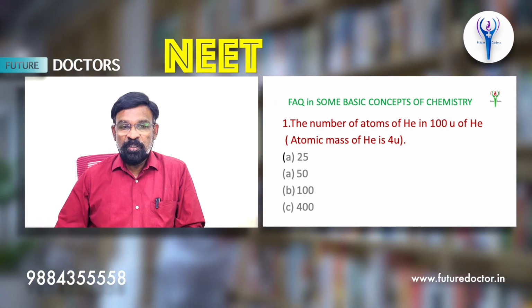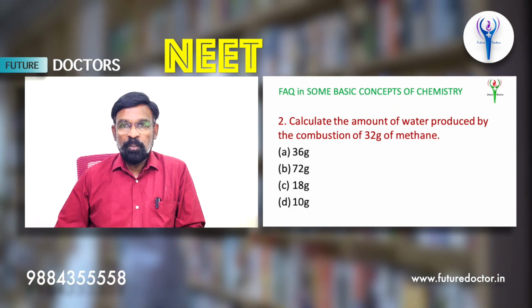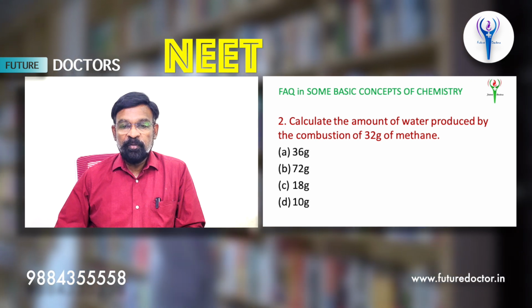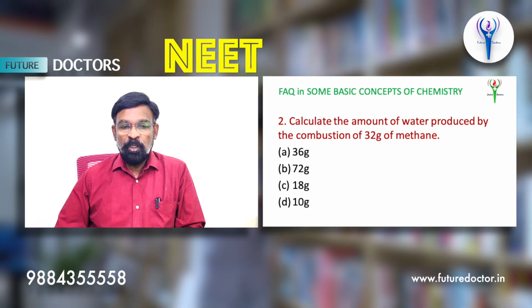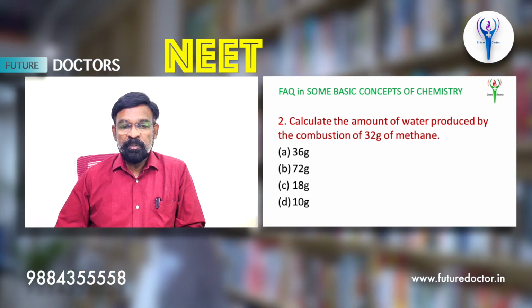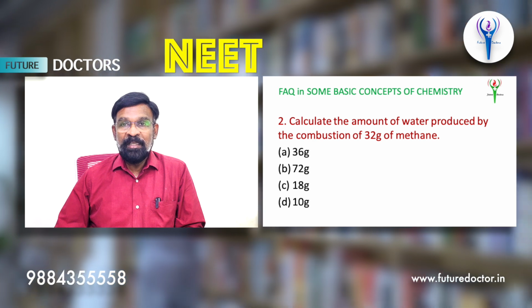Moving on to the second question, calculate the amount of water produced by the combustion of 32 grams of methane. Option A 36 grams, option B 72 grams, option C 18 grams, option D 10 grams.